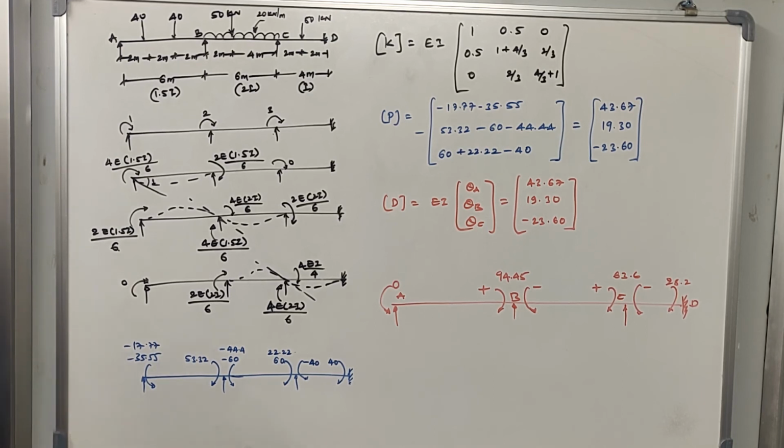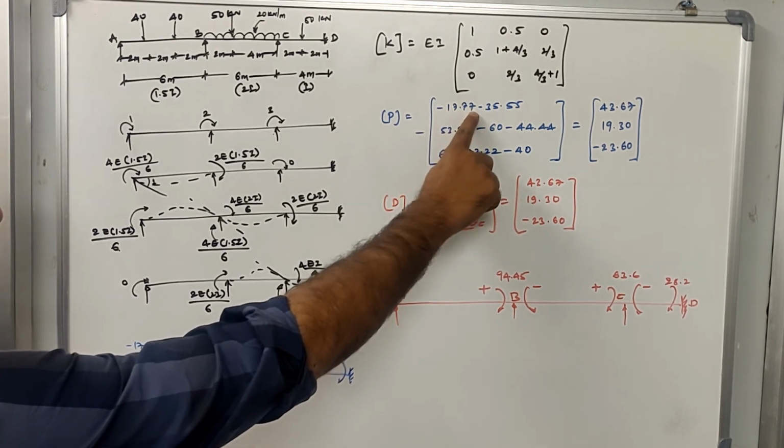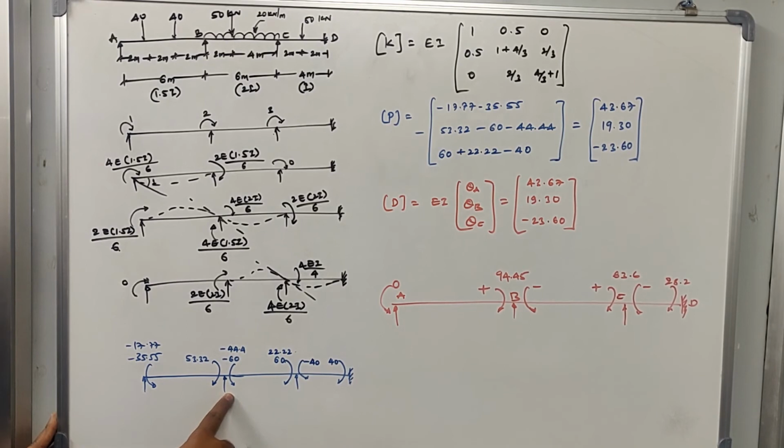To solve the force matrix, what we do is we take the summation of all the moments at the given coordinates. So if this is the first coordinate, at the first coordinate these are the two fixed end moments that I have. Okay, I need to take the sum of these two. So minus 17.77 plus 35.55. Okay, next going to second coordinate, this is my second coordinate.